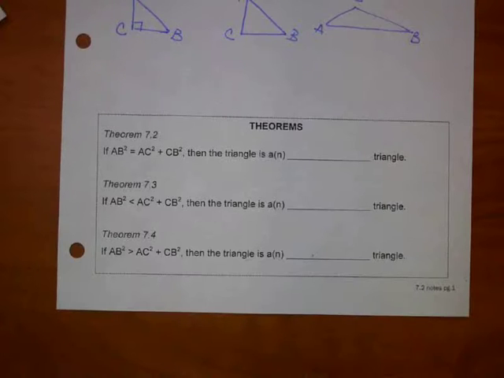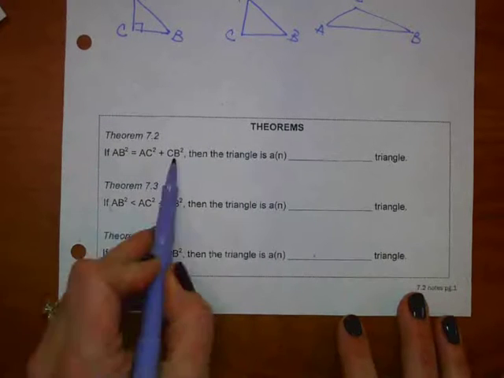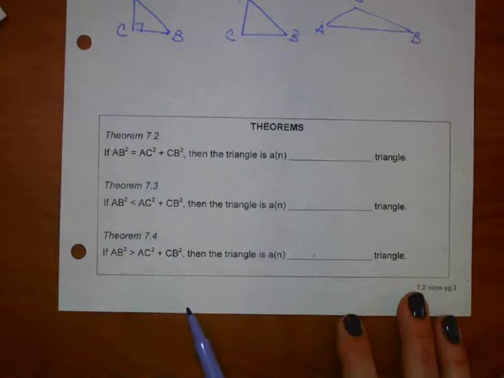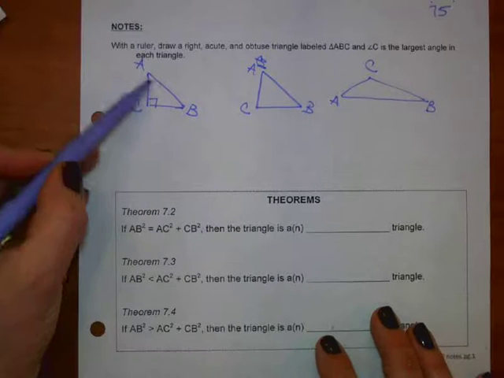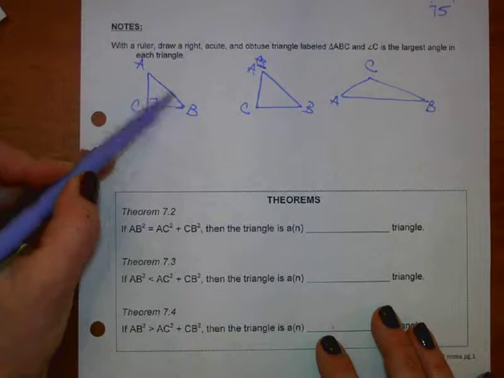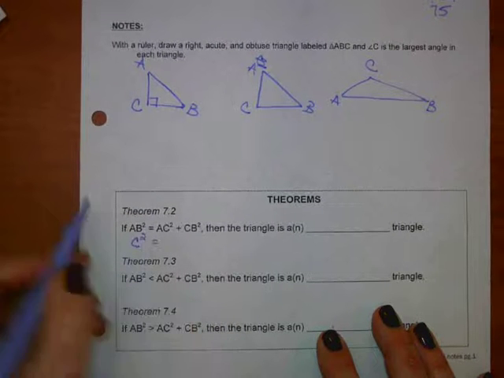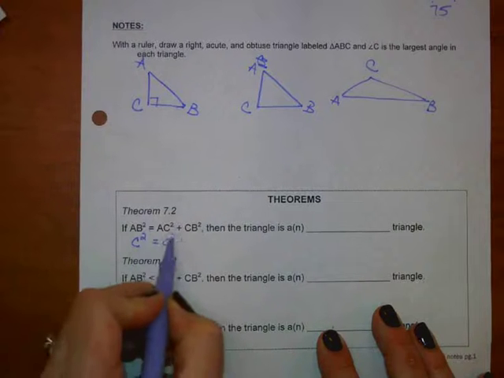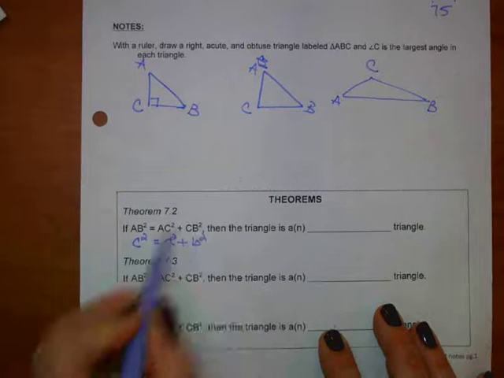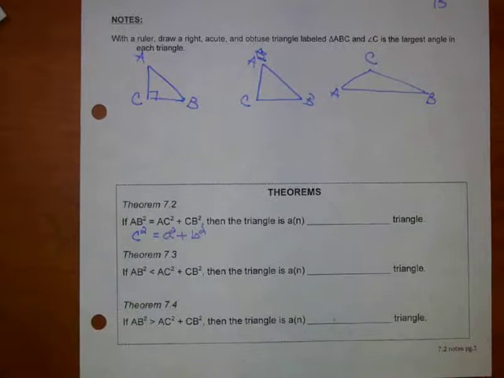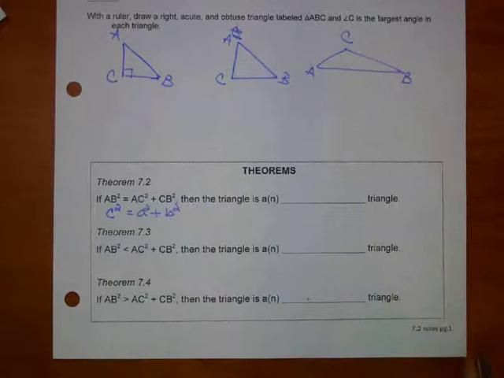So anyway, these theorems are in the book. This is what you're going to basically be working with today. And when I was looking at this, I'm like, why do they have it labeled AB, AC, and CB? I guess here, if you look at this as AB, it's also the hypotenuse, isn't it? So if you think of it as C squared equals A squared plus B squared, they're just using the side lengths to name it.